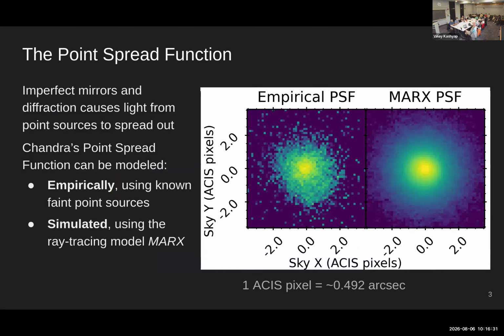A little bit of background on the Chandra X-ray Observatory. We actually know roughly what the point spread function looks like. We can model it empirically, as you can see on the left, or you can use faint point sources to model the point spread function, or you can model the path that light takes through the telescope, which is Mark's point spread function model.